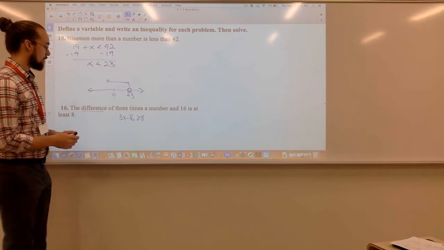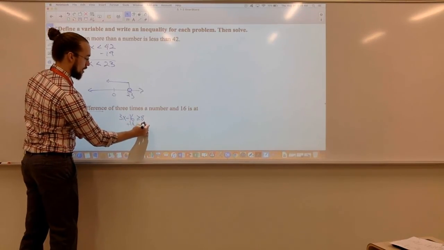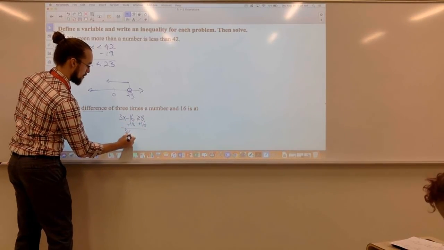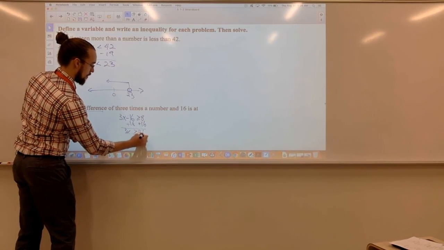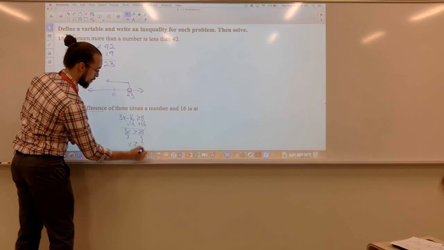All right. So, real quick, to solve this, we would add 16 to both sides, divide by 3, and x is greater than or equal to 8.